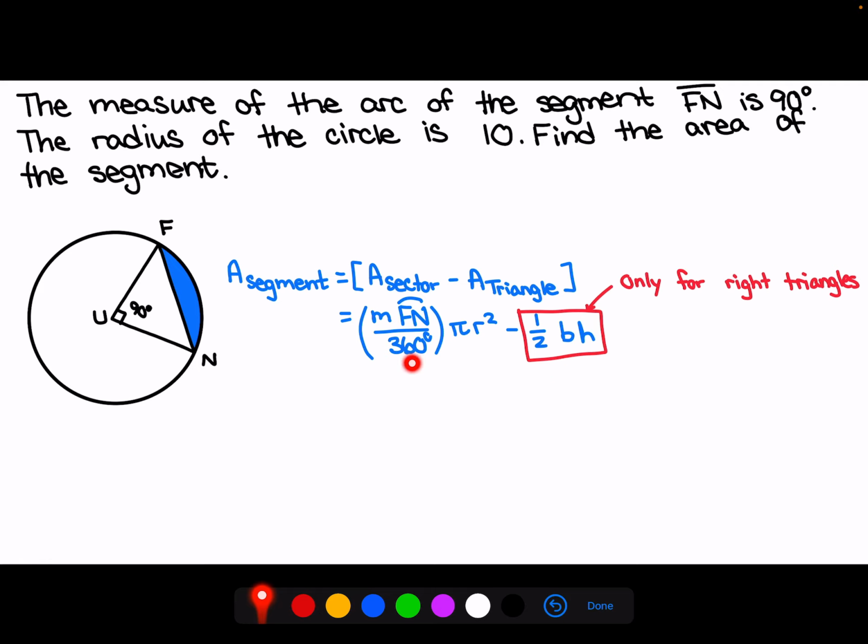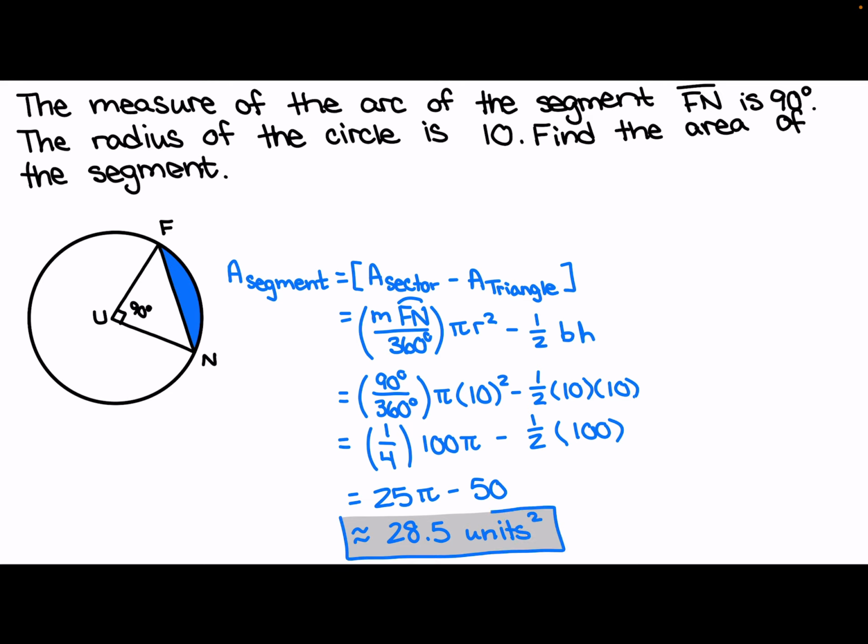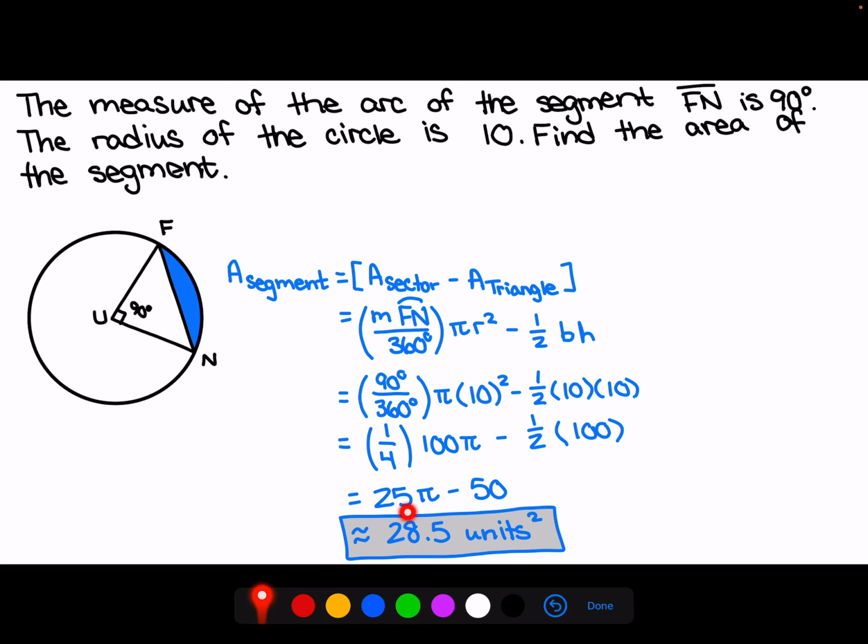And this will give us 90 over 360 degrees times pi times 10 squared minus 1/2 times 10 times 10. Again, both of these will be the same because within a circle, all radii are congruent. So again, that gives me 90 over 360, which I can reduce down to 1/4, times 100 pi minus 1/2 of 100. 1/4 times 100 pi will leave me with 25 pi. Half of 100 is 50. 25 pi minus 50 leaves us with 28.5 units squared. Again, still in area, so we're still going to be set in units squared.